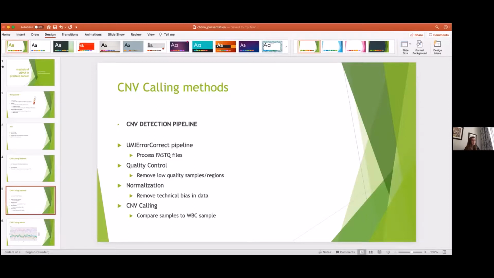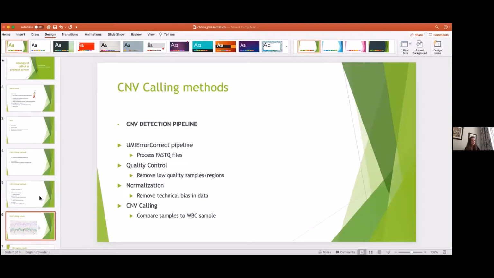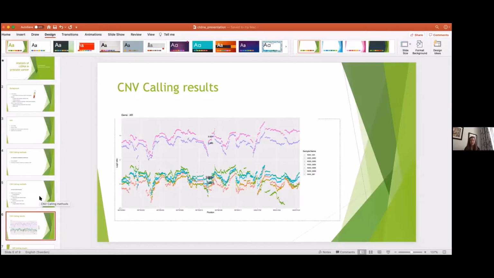And the good thing about the pipeline that I developed was also that I was able to make some nice visualizations of the CMVs. So I'm going to show you some of the results from different samples. So this plot that you can see here has the androgen receptor gene, and all samples from a patient taken at different time points. And on the x-axis, you have the genomic positions, and on the y-axis, you have the log2 value.